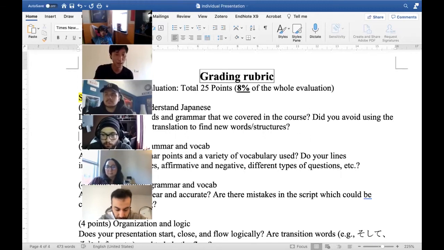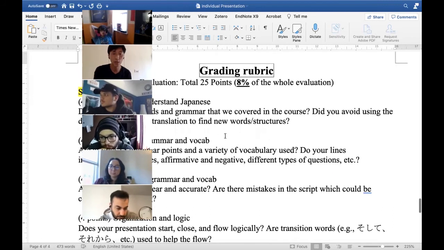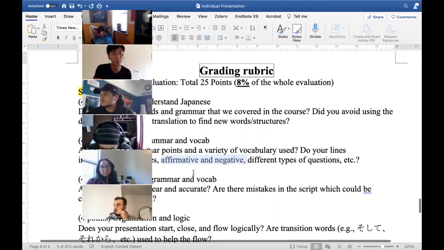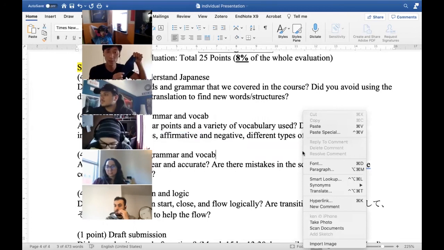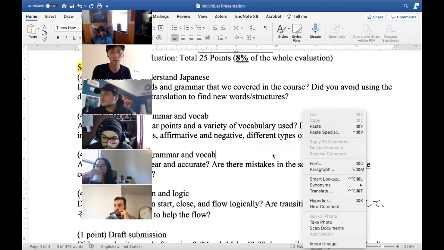Okay. Second one, variety of grammar and vocabulary. So you have to use at least 15 grammar points, as I mentioned. Do your lines include different tenses like past tense, future tense? Future means ishimasu, same as present, right? Past tense, present tense, future tense. Also negative, affirmative, and question. For example, 皆さんはマスクを持っていますか？いくつ持っていますか？ Yeah, it's a question, right? Yeah, you can use that.